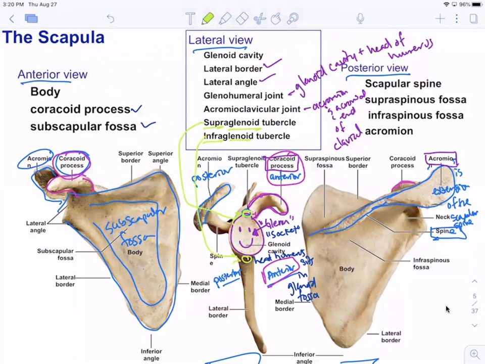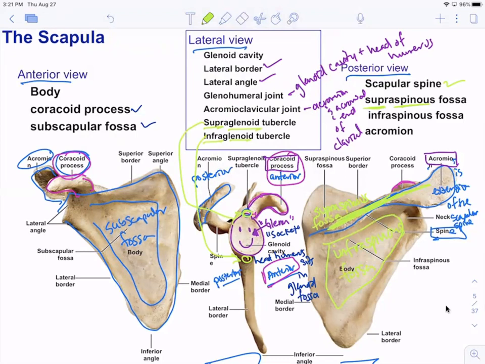On the posterior view, you see your scapular spine. That is this right here. And then you have some fossas. So above the spine, superior to the spine, is a fossa. And so this is the supraspinous fossa. It's above the spine. And below the spine here is the inferior or infraspinous fossa. There. And of course the acromion.